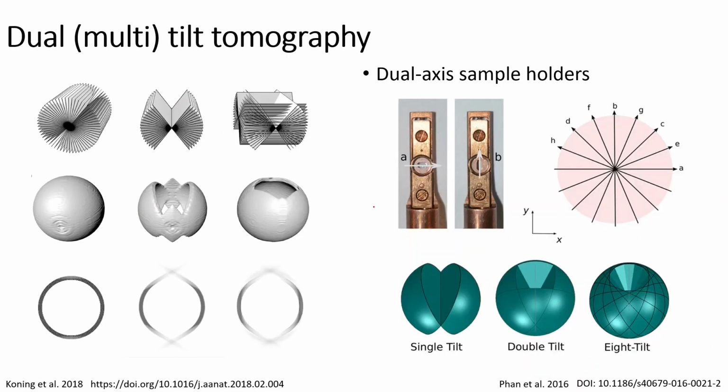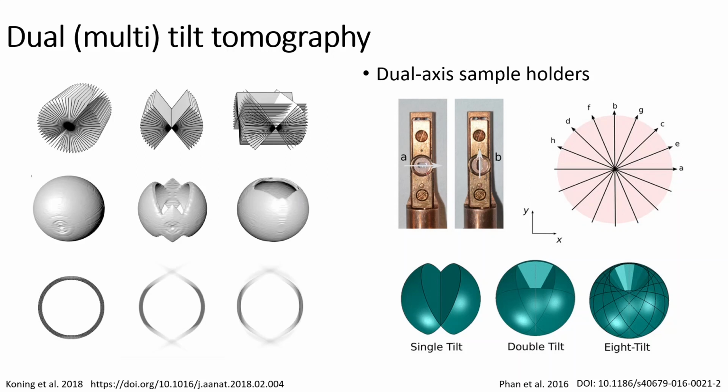Now, one way to avoid this missing wedge, or to include as much information as we can from our sample, is to do dual or multi-tilt tomography. For dual tilt tomography, we are not tilting our sample only over one tilt axis, but we are also tilting in the perpendicular axis. This will lead to a reconstruction that's not missing a wedge, rather it's missing a pyramid of information, and we are getting more and more of a closed circle or closed ball, and this reconstruction will more resemble our point of interest.